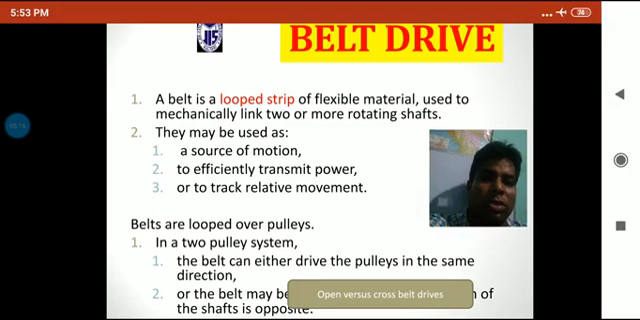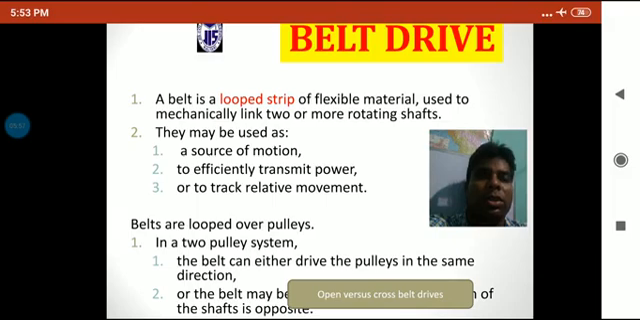Next, the belt is looped over the pulleys. With two pulleys, the belt can drive either in the same direction or in the opposite direction. And we have to know why the chance of slipping is more in a flat belt than in a V belt, and what the effects are if slipping occurs. First of all, we have to know the causes of the slip, and then the effects of the slip.